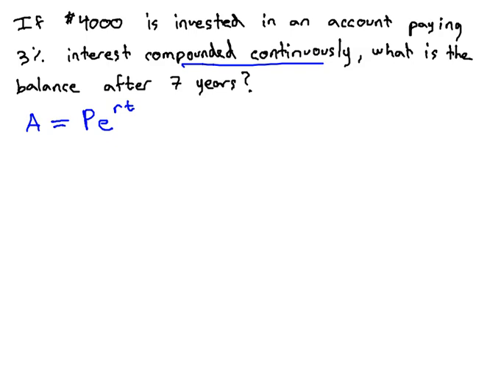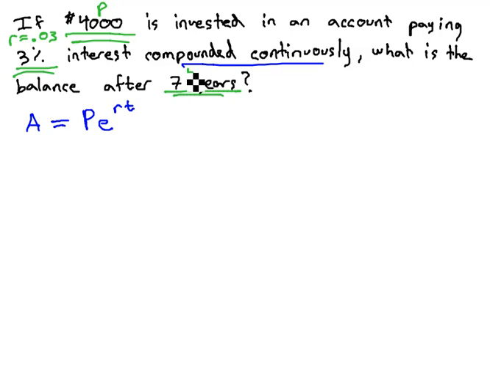Okay, so let's see what we can identify in this problem. We've got $4,000 invested. That's our starting investment, or our principal. And it's paying 3% interest. That is our interest rate, which needs to be written as a decimal. We can't use 3 for R. That would be 300% interest. We can't use 0.3. That would be 30%. Move the decimal twice, 0.03 for our interest rate.